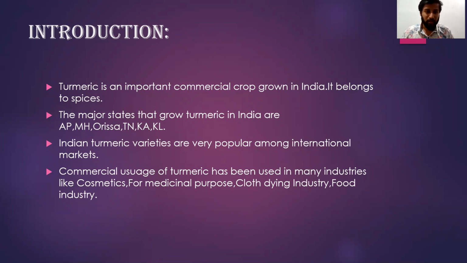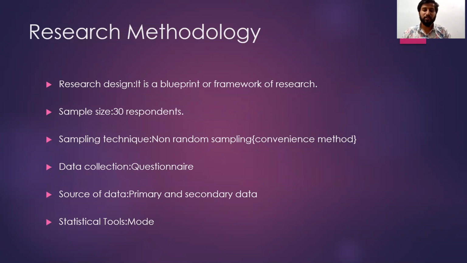The major states that grow turmeric in India are Andhra Pradesh, Maharashtra, Orissa, Tamil Nadu, Kerala, and Karnataka. Indian turmeric varieties are very popular in the international market. Some of these varieties are Rajapuri, LAP fingers, Nizamabad fingers, and Salem Ghat. Turmeric is used commercially in various industries such as cloth dyeing, cosmetics, pharmaceuticals, etc.